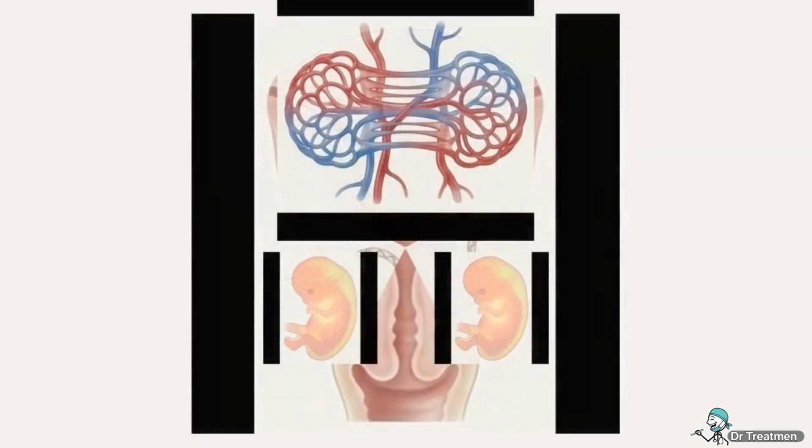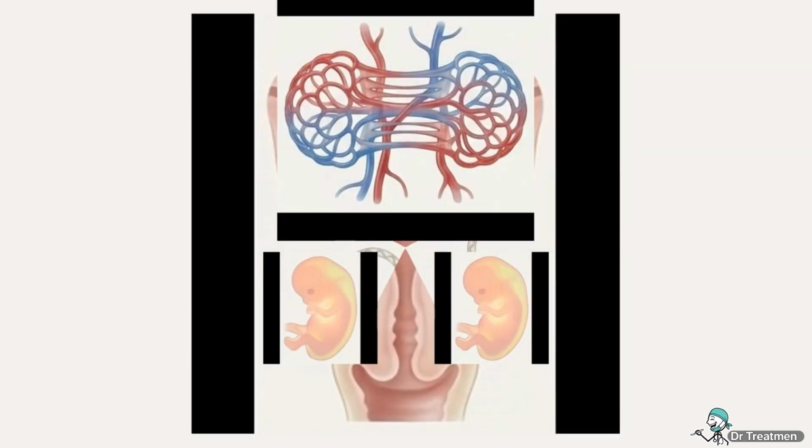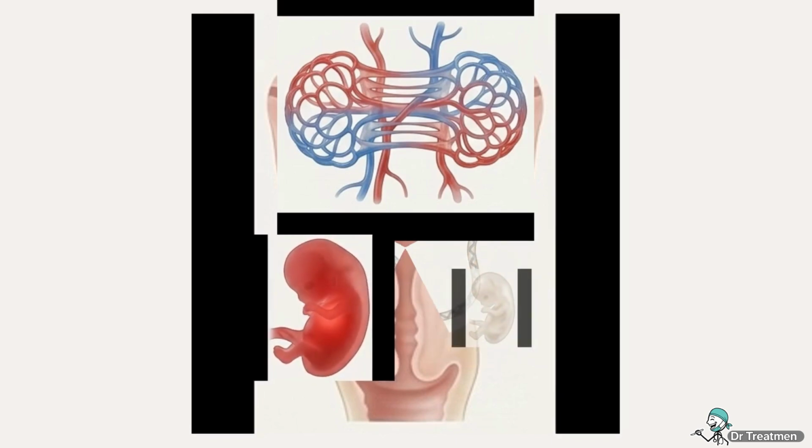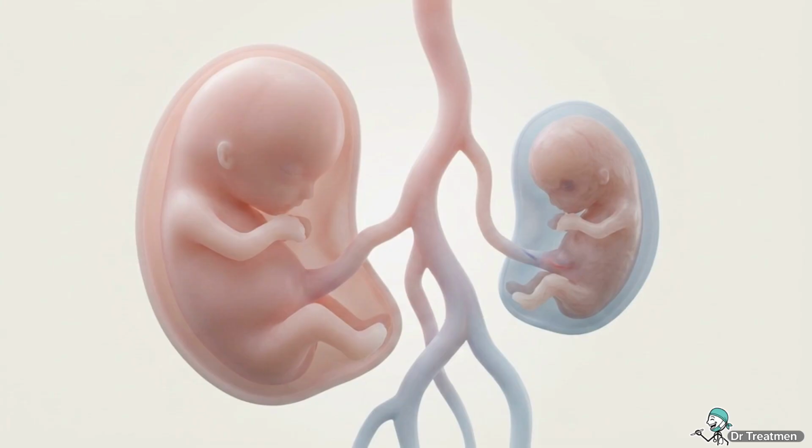This setup allows for twin-to-twin transfusion syndrome, or TTTS. When blood vessels connect unevenly, one twin can inadvertently siphon blood and nutrients from the other, causing a dangerous growth imbalance. In this scenario, the timing of the split turns the womb into a high-stakes environment, where one twin's growth can compromise the other's survival.